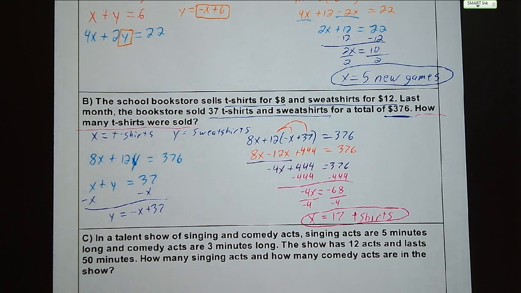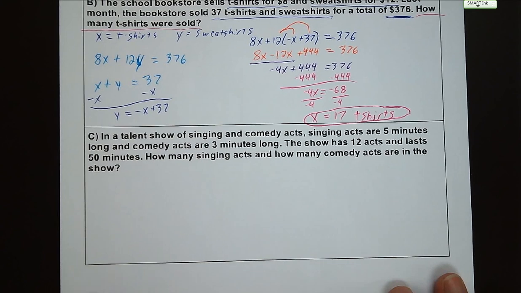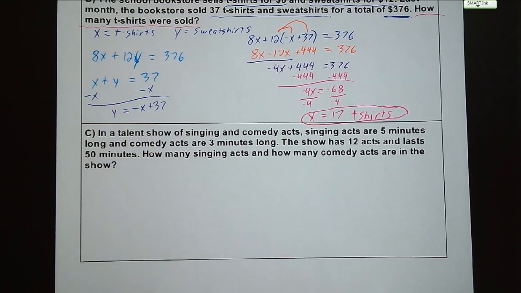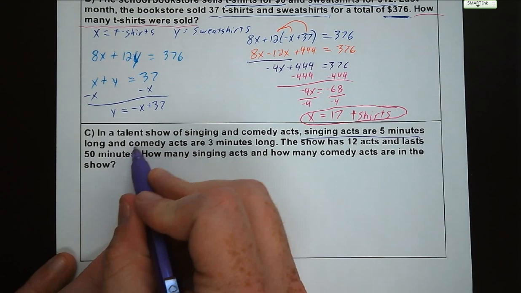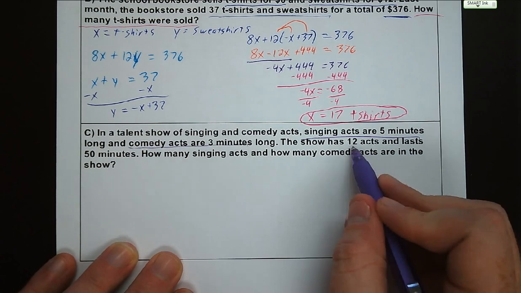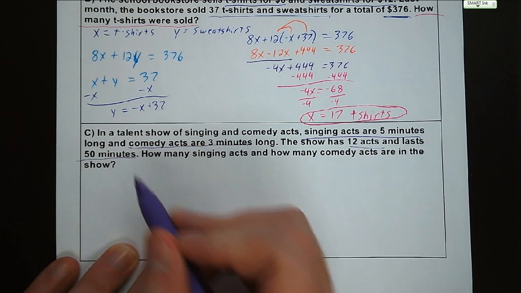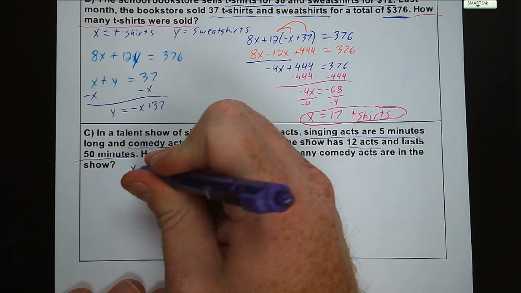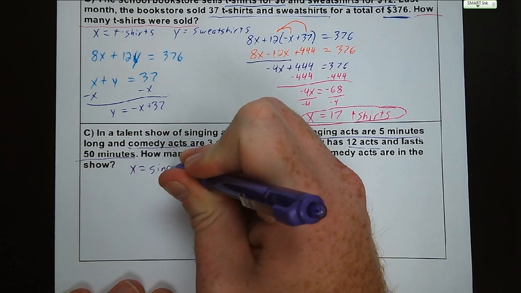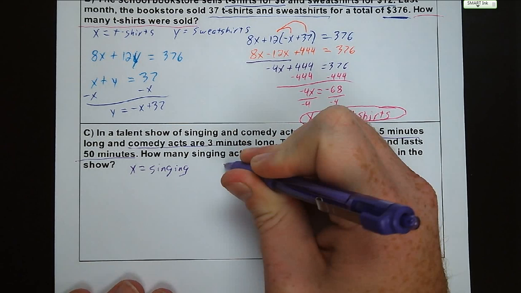All right, I want you guys to try letter C, which talks about a talent show. So, in a talent show of singing and comedy acts, singing acts are 5 minutes, and comedy acts are 3 minutes. The show had 12 acts total and lasts 50 minutes. How many singing acts and how many comedy acts are in the show? So we need both of our variables here. We need both coordinates of our solution. So we're going to say X is the singing and Y is our comedy.